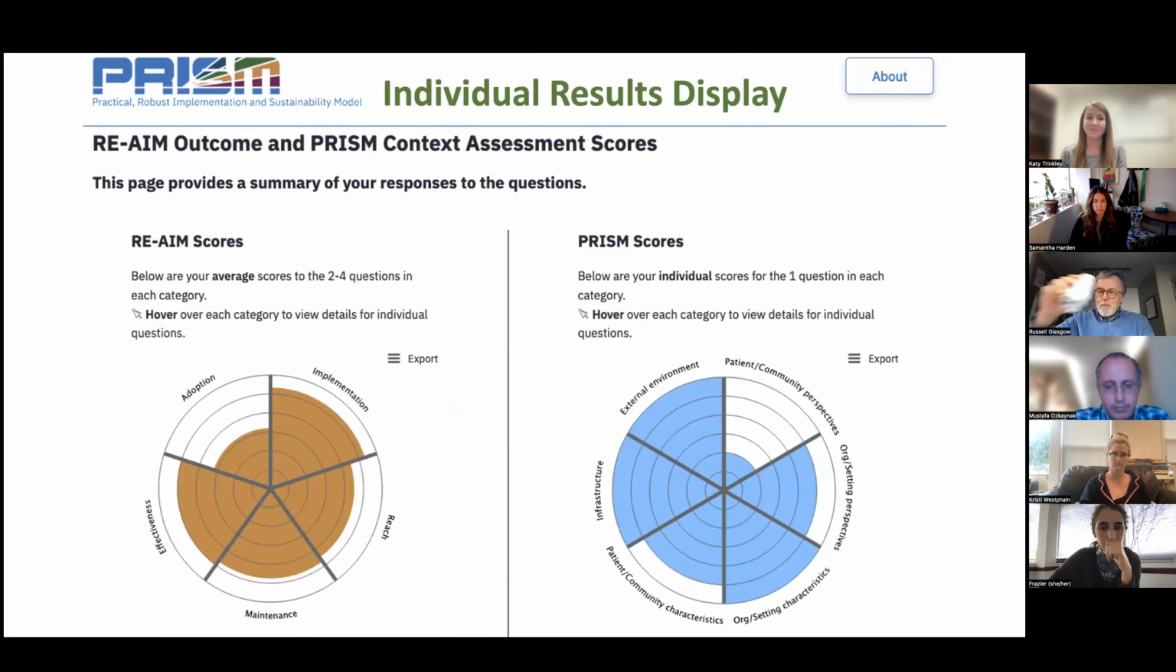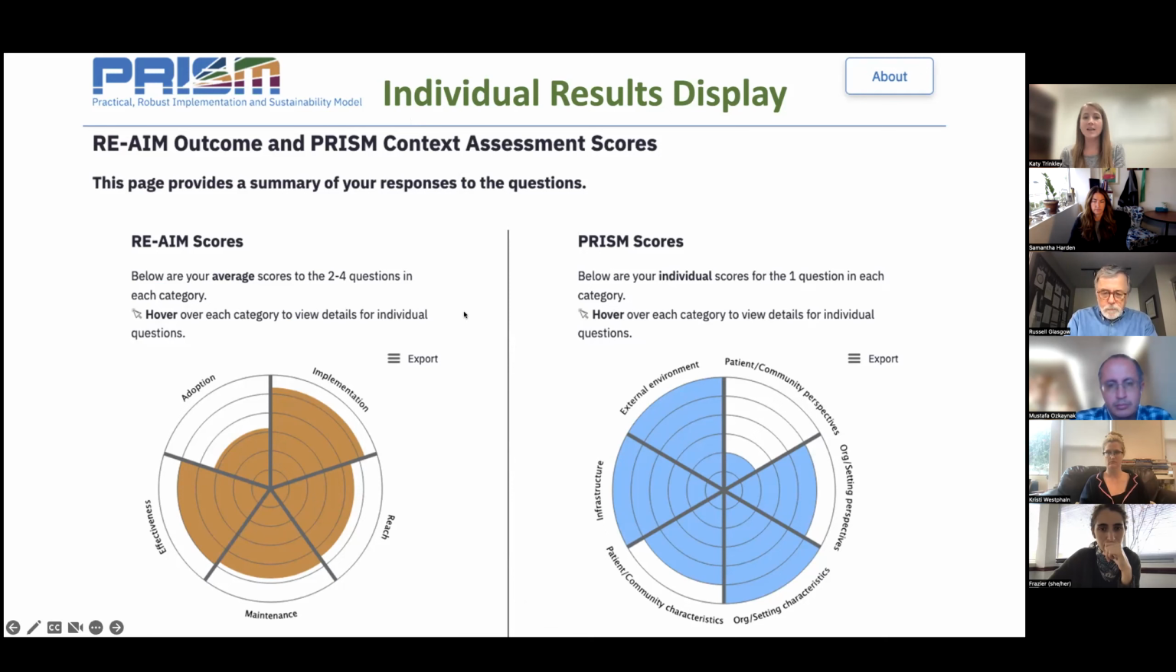And that's here. After answering these assessment questions, this is what an individual would see. On the left are their REAIM scores. And remember, each of the 5 REAIM dimensions has between 2 and 4 questions. If a user were to hover over the different areas in the REAIM, they would see what the individual questions are, but without hovering, they're just seeing the mean scores of the questions in that dimension.